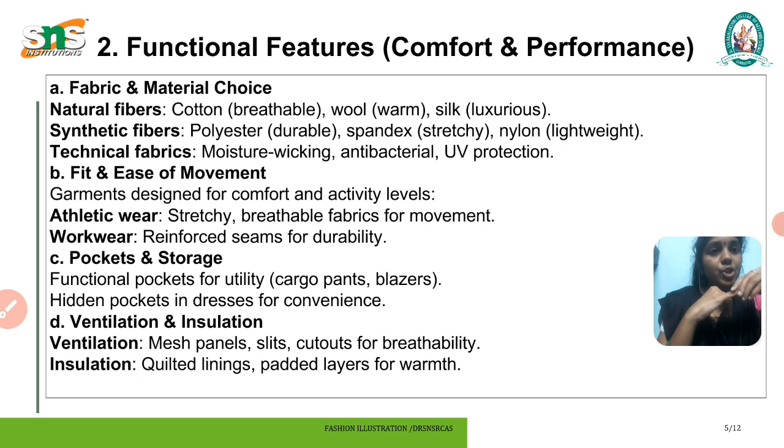Technical fabrics: moisture wicking, which means absorbing the moisture from the surface. Next, antibacterial and UV protection. So those are technical fabrics. Antibacterial is used in napkins or tissues, and UV protection is used in sunglasses and mainly in some garments. So those things come under technical fabrics.